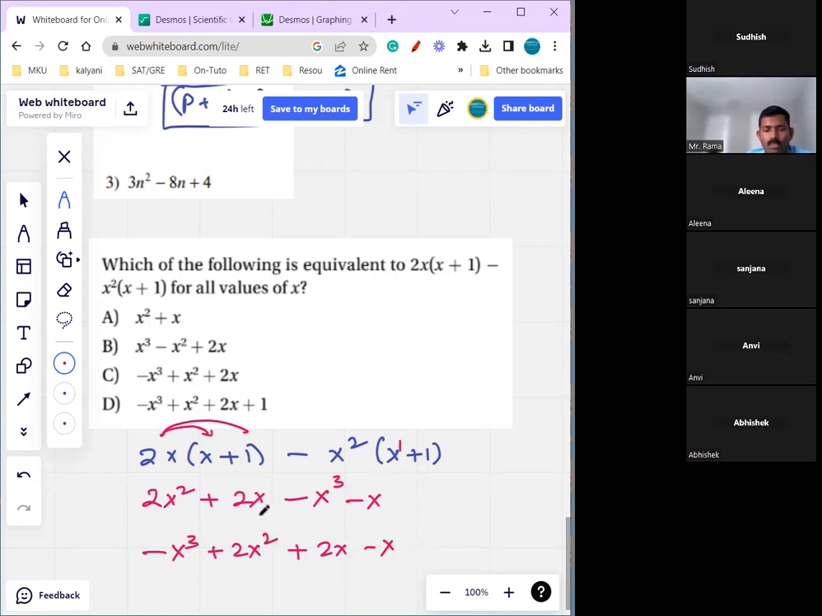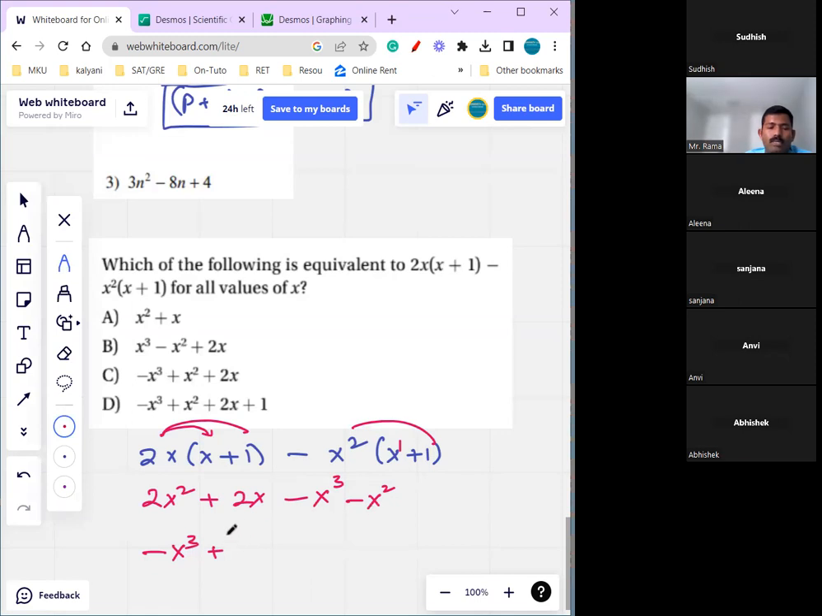Okay, do I have two x's? Wait, I think I did something wrong. Okay, this is x squared. So maybe clean up a little bit. So that is negative x squared. That's going to be −x³ plus x squared plus 2x, right? Which is C, the right answer there.